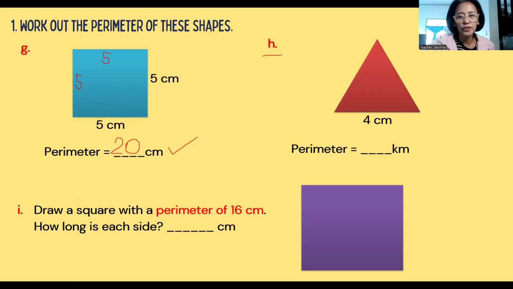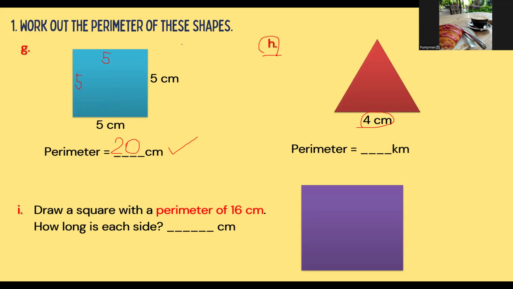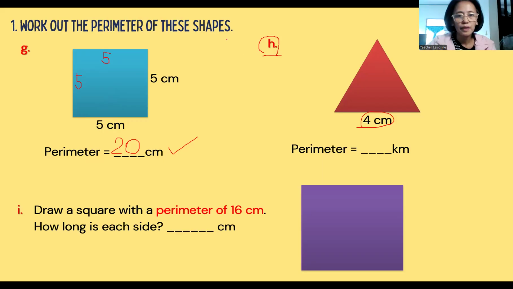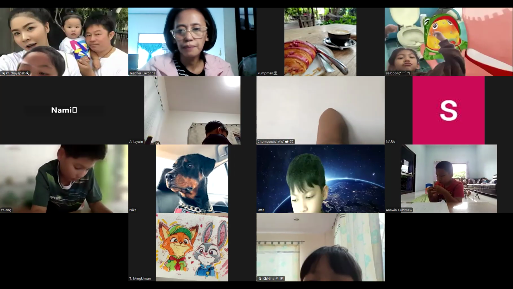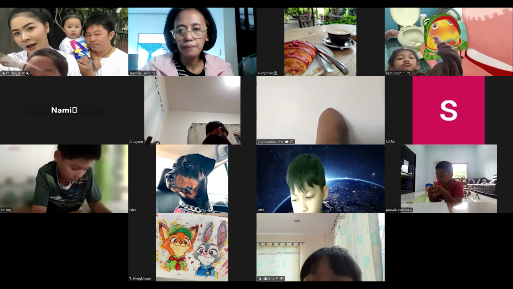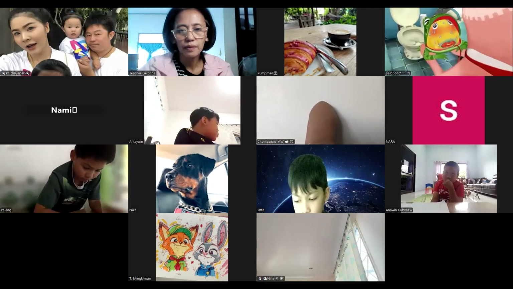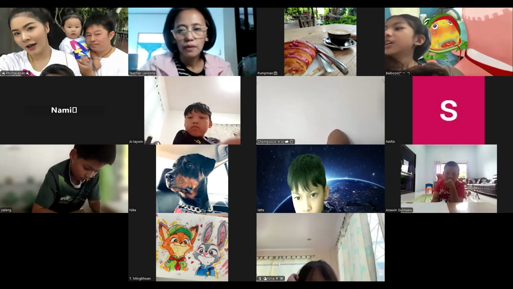We will go to letter H. This is the last one. I have 4 cm. What is the perimeter? Start now. Why is the perimeter in kilometers? Wait, that's cm. Sorry, I did not change it. I will change it first, because I just copy pasted. My perimeter is wrong.